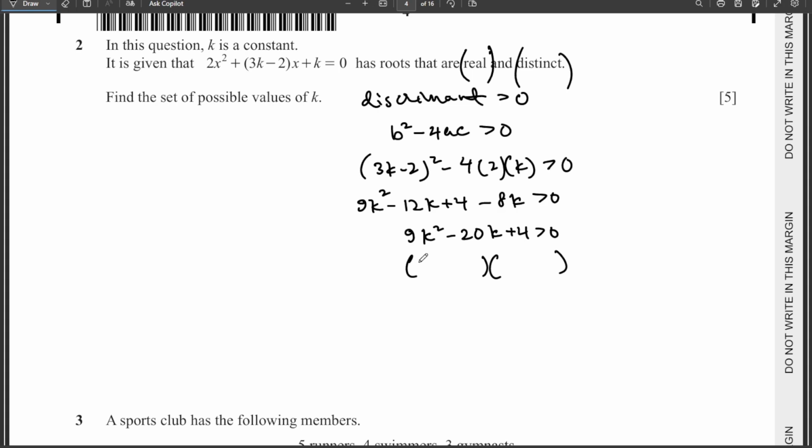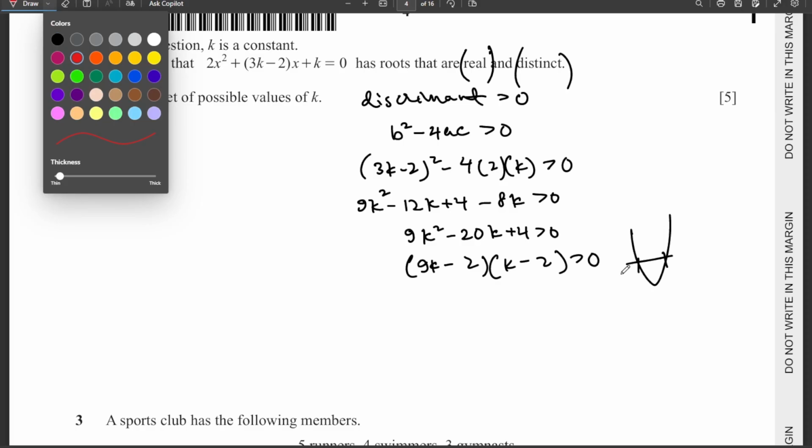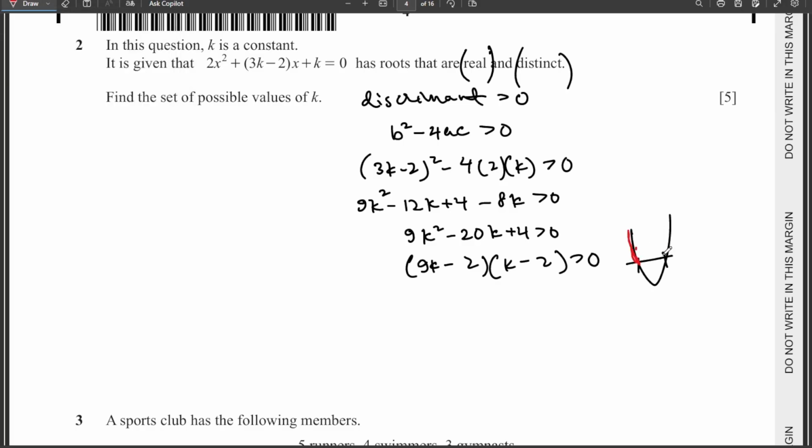Right, so let's simplify this. Up to here we got a quadratic equation in terms of k. Now we have to factorize it to get the critical values. So it's probably 9k minus 2 and k minus 2, right? Greater than 0. And this is a quadratic inequality. So how it looks is we have a quadratic graph and we want to find the parts where it's greater than 0. Greater than 0 means above the x-axis. The parts above the x-axis are here and here. So the corresponding values will be on the right and on the left.